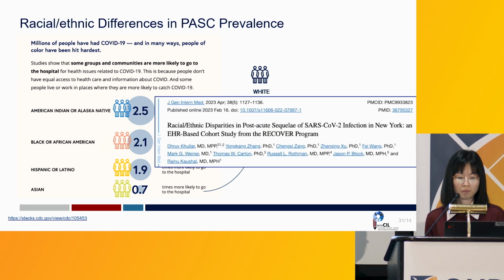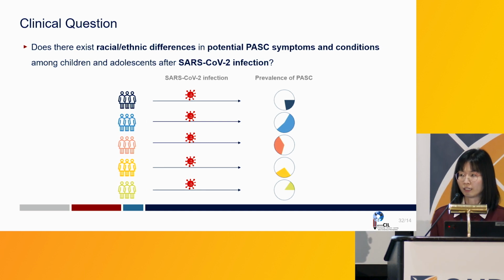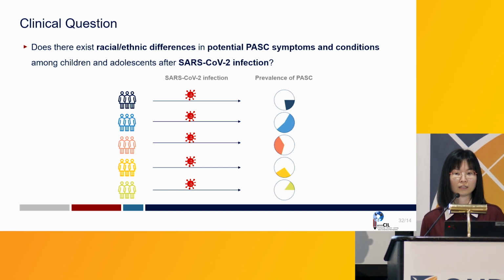Moreover, a paper published in the Journal of General Internal Medicine found that compared to the white group, the Black and Hispanic patients have statistically significant different odds of developing PASC symptoms and conditions. So, here comes our clinical question. Do there exist racial and ethnic differences in potential PASC symptoms and conditions among children and adolescents after SARS-CoV-2 infection?